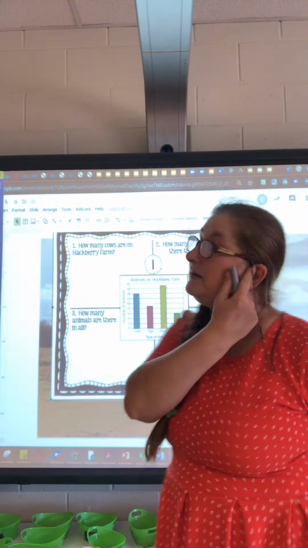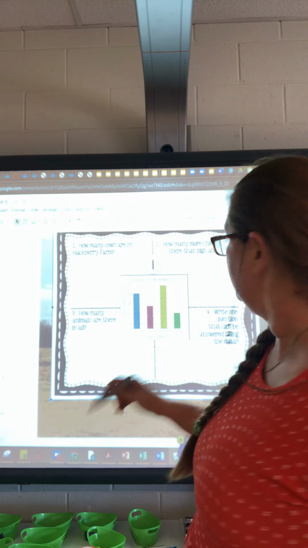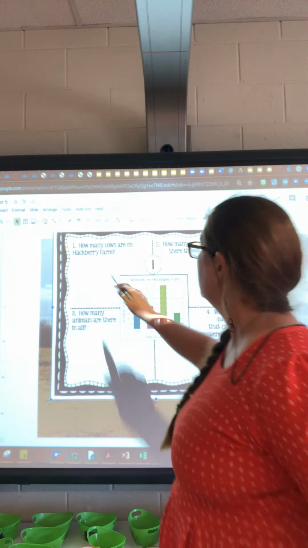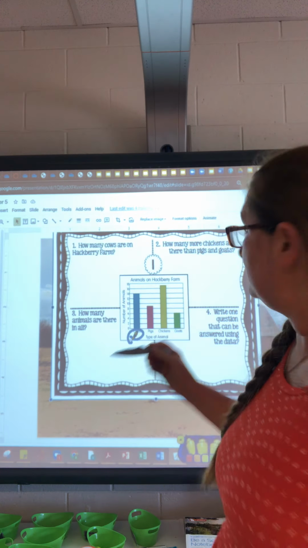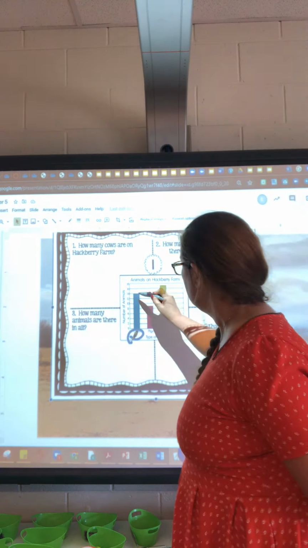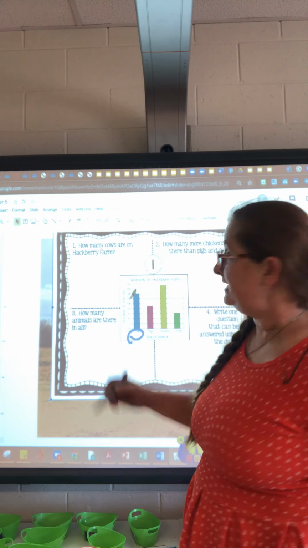Okay, how many cows are on the Hackberry farm? So I look for cows. Simple enough. Then I have to look and see how far that bar graph goes up. So I see the top of my bar graph is right here, and I look across, and that line is 14. Okay, that's an observation. That's knowing how to read the data.